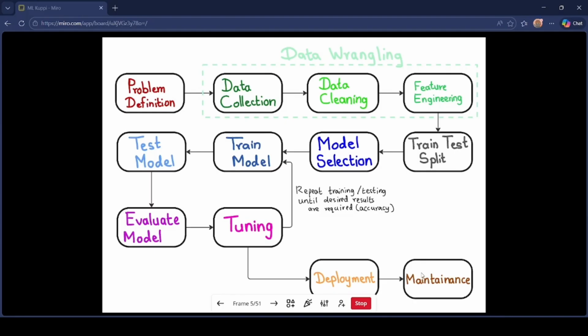So also when new types of data come in, we will be retraining again, doing the retraining phase. Likewise, that is also a part of maintenance.